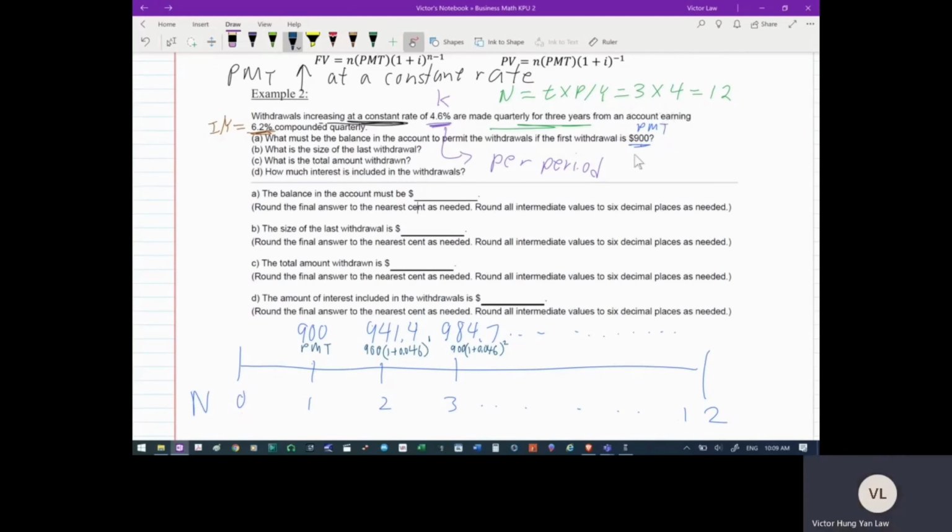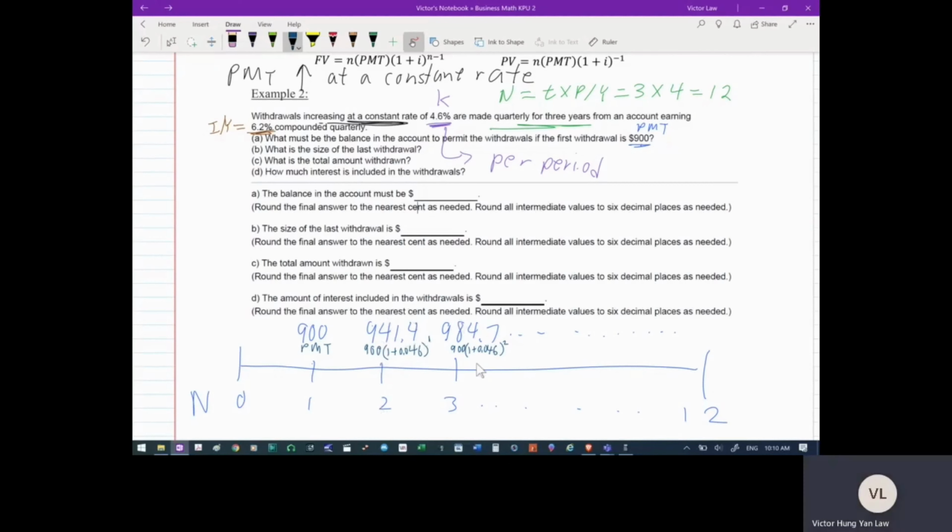And we're given that our first withdrawal, our first payment, is $900. So at period 1, at the end of the first period, we have $900, and that's our PMT. So your PMT is your first payment. And we know that the payment amount increases at a constant rate of 4.6%. So that means at period 2, our payment is not going to be 900. Our payment is going to be 900 times 1 plus 4.6% to the power of 1. So we're going to get 941. And that's our payment for period 2.